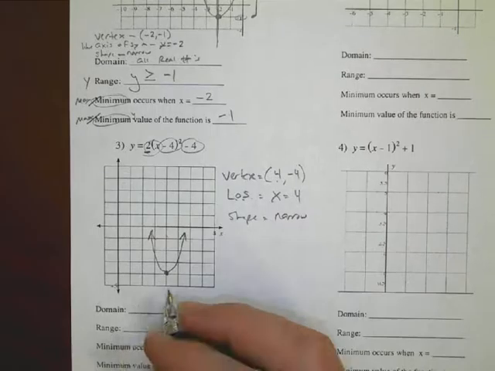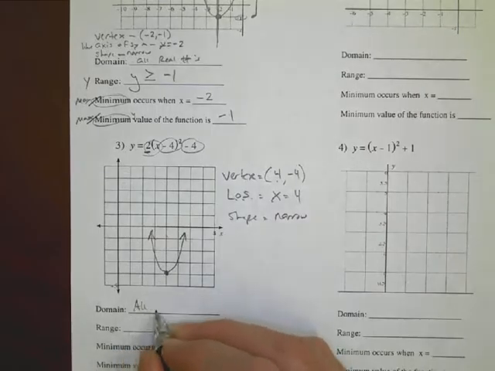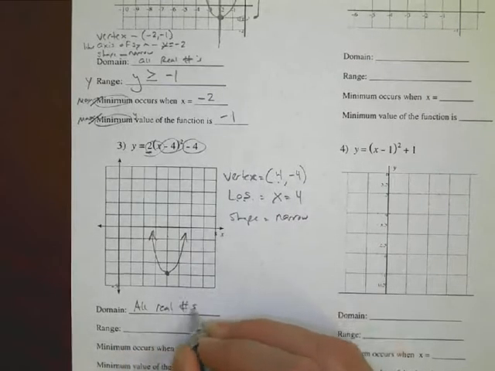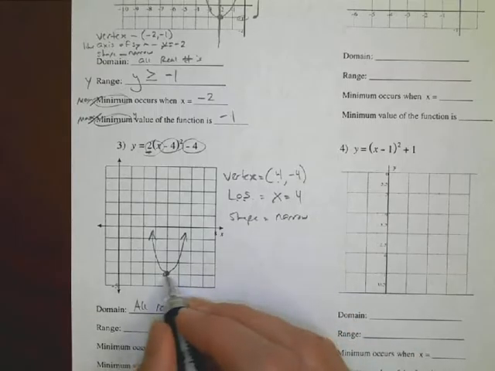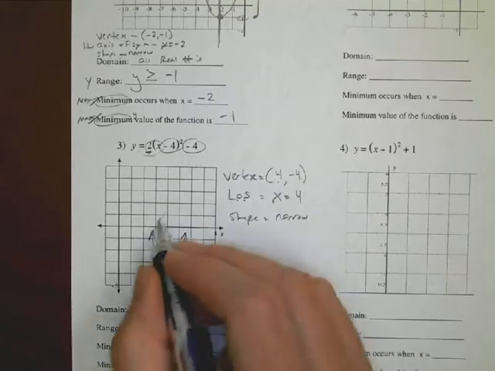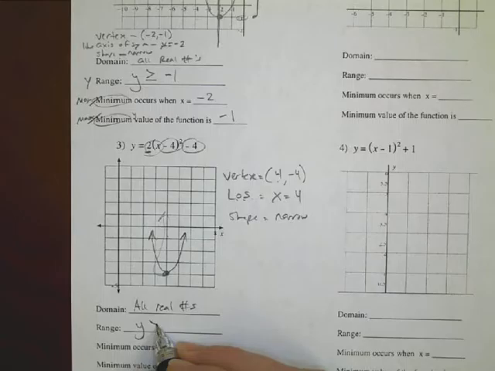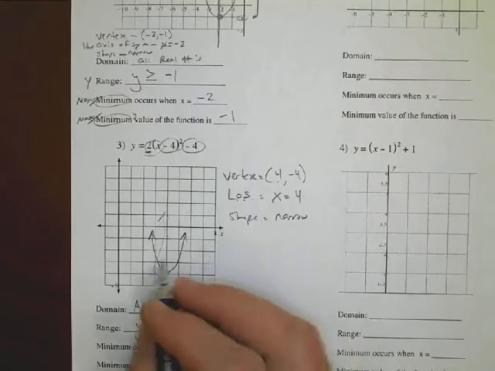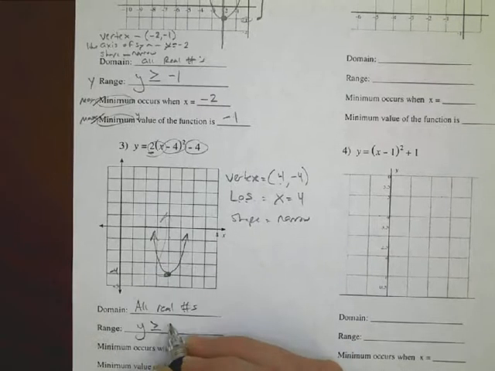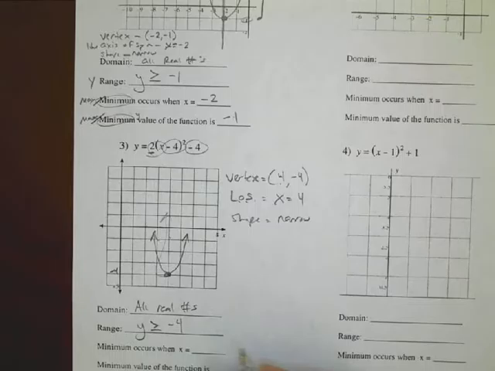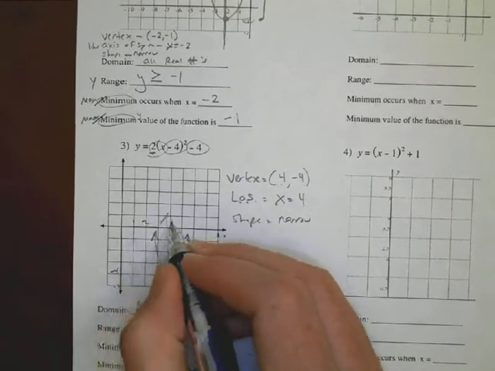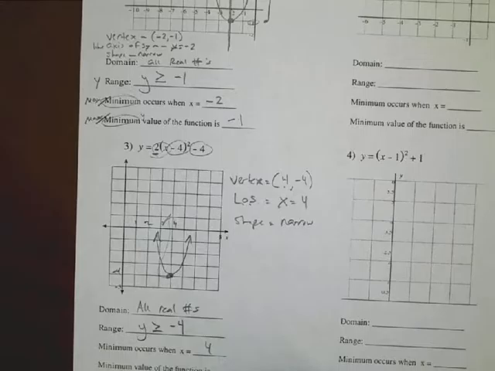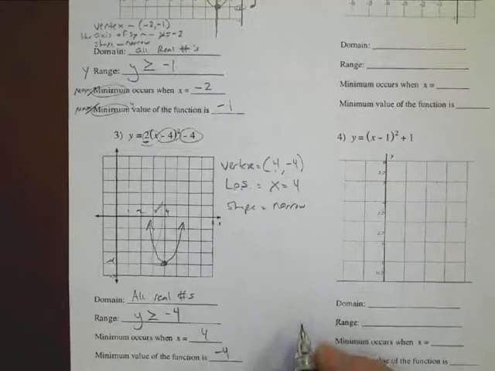My domain, once again, will be all real numbers because it's just a quadratic equation, no problem there. My range is going to be from here on up, right? So y is going to be greater than or equal to whatever this value is, which we said was negative 4. My minimum occurs when x equals 4, and the minimum value of the function is also negative 4. So that's how that one works right there.